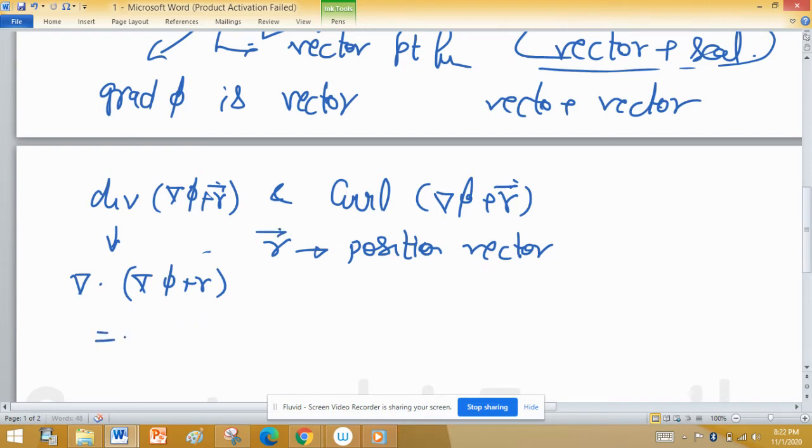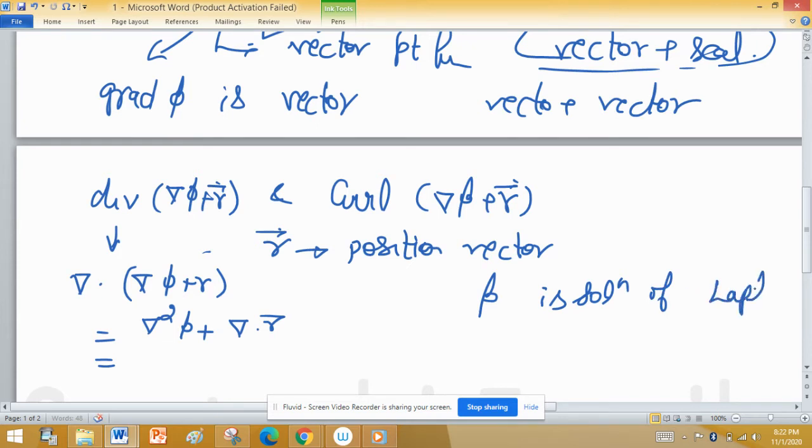So dot product with this gives nabla square phi plus nabla dot product with R. It is given to us that function phi is a solution of the Laplace equation, so nabla square phi is equal to 0. So it is 0 plus nabla dot R.